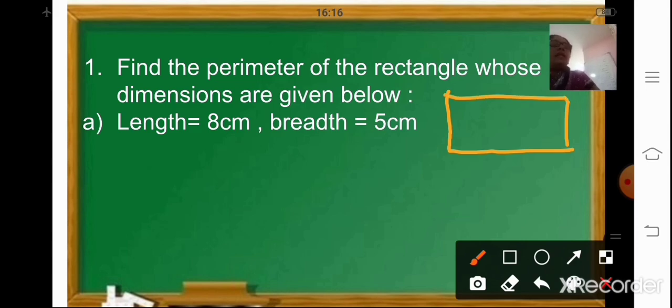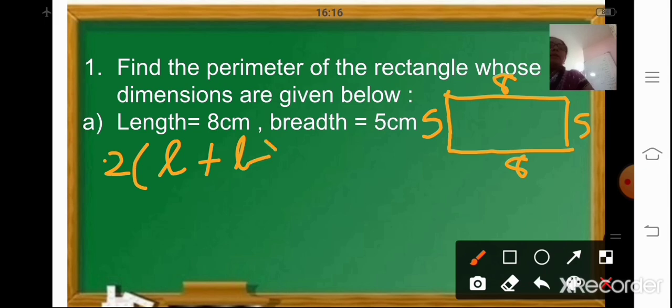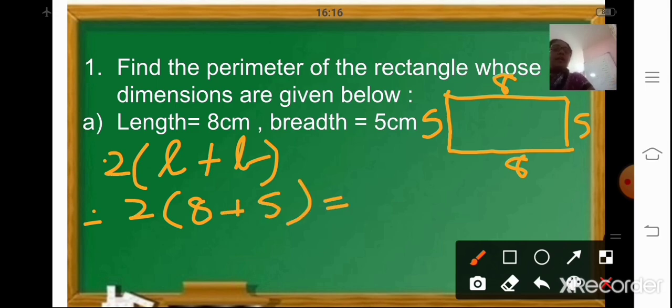You can take this length as 8 centimeter and breadth as 5. This side also you can draw a big one and take the length this side as 8 and this side as 5. Now perimeter of a rectangle, the formula is 2 into (length plus breadth). So that will be 2 into, what is your length? Your length is 8 plus 5. Now 8 plus 5 is 13. So that will be 2 multiplied by 13.